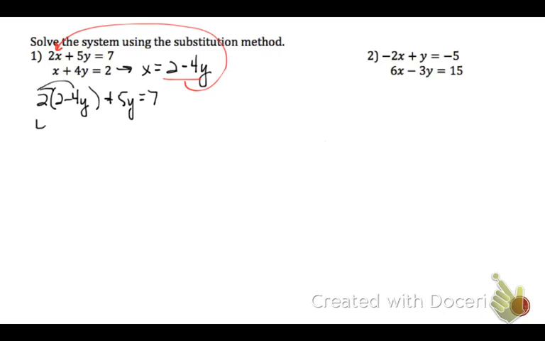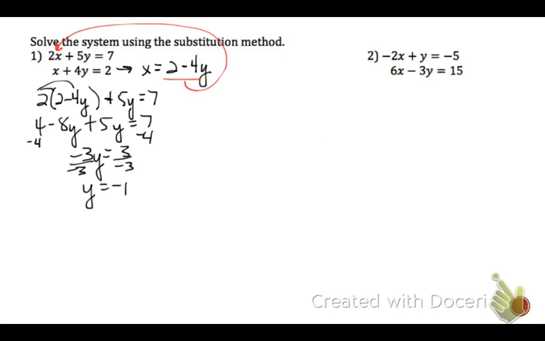So the first thing you'll do is distribute. Then you're going to get your like terms together. So I'm going to subtract my 4. And then negative 8y plus 5y is negative 3y. 7 minus 4 is positive 3. Since we're multiplying by negative 3, divide both sides. So you have found y. So here we had step 1 and then step 2 when we plugged it in and solved.